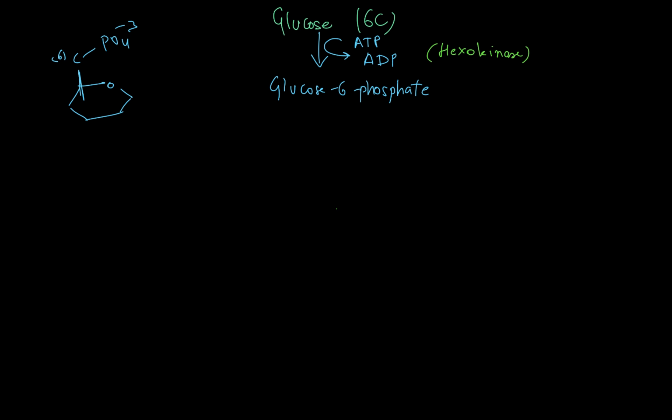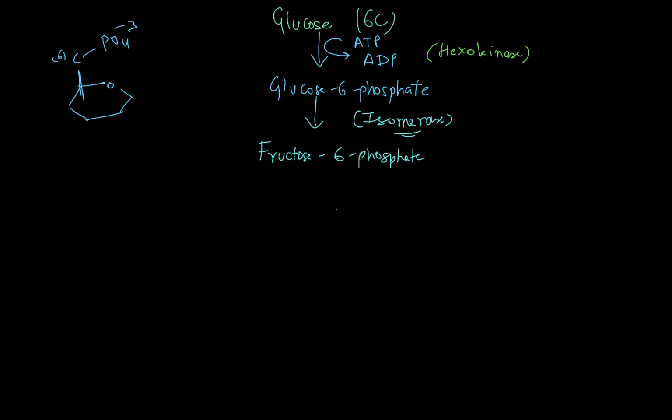We then have glucose 6-phosphate, which gets converted into fructose 6-phosphate by an enzyme known as isomerase. This is a type of enzyme which carries out the isomerization of certain molecules. You already know that fructose is the isomer of glucose. So it's quite obvious that isomerase would be the enzyme, because you're isomerizing glucose 6-phosphate.